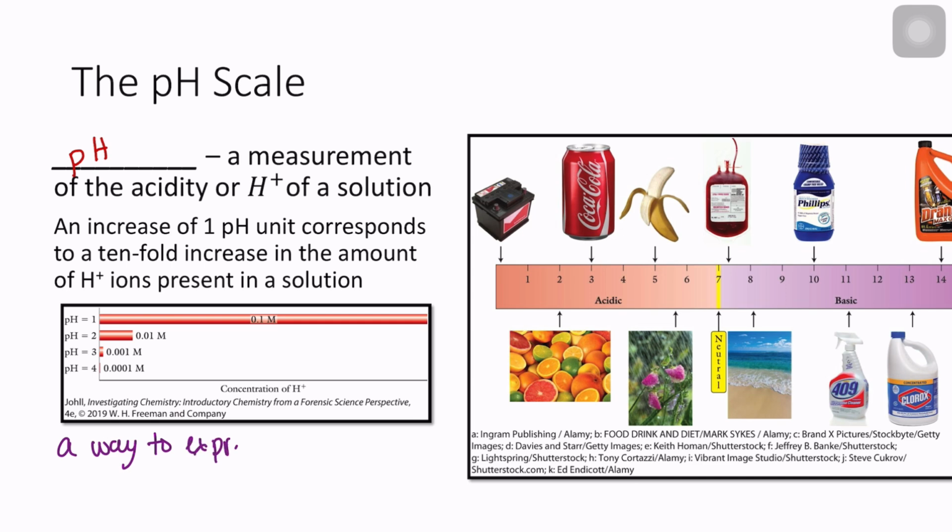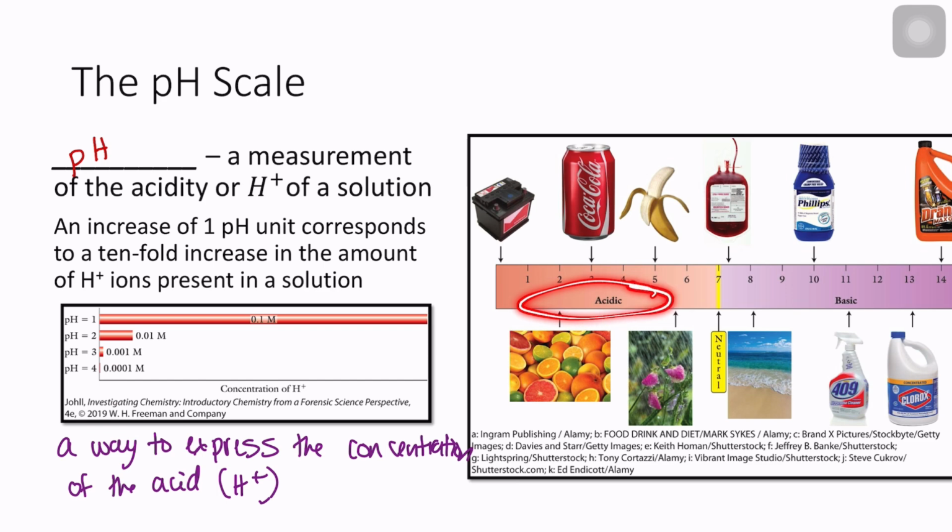So, pH is really a way to express the concentration of the acid. And remember, the acid is usually in terms of hydrogen ion because it produces hydrogen ion in solution. The pH scale goes from 0 to 14 for this class, and 0 to 7 is where we have our acidic substances. 7 is neutral, and above 7 to 14 is where we have our basic solutions.